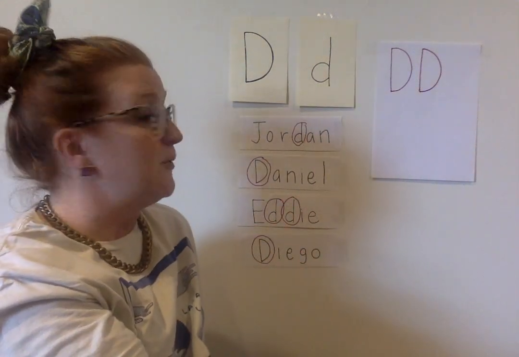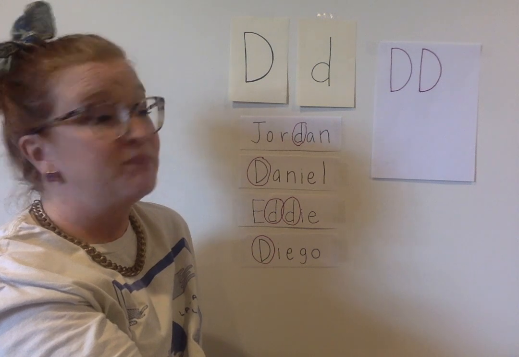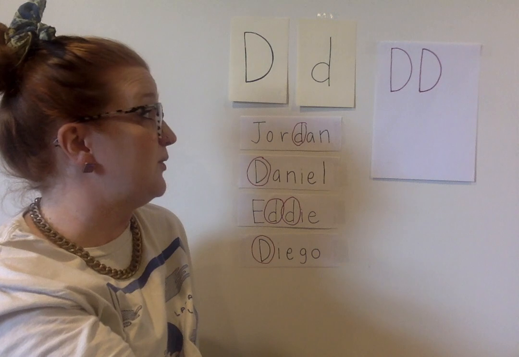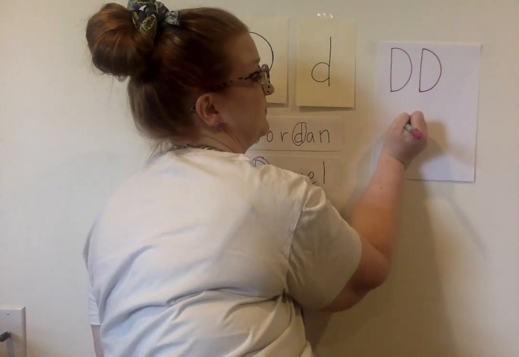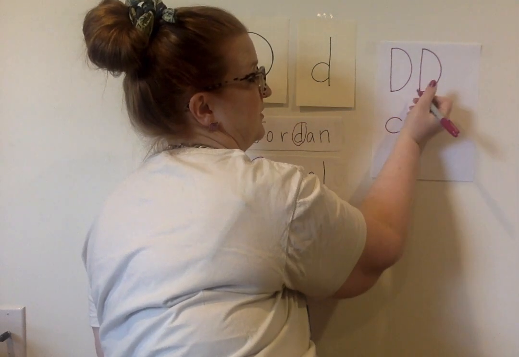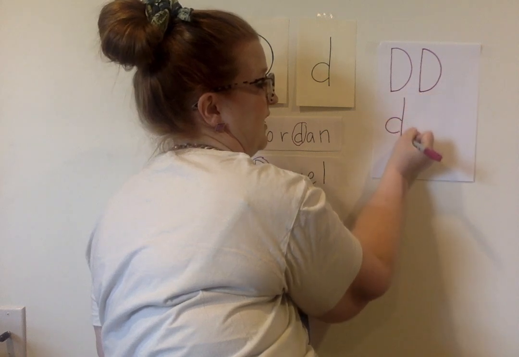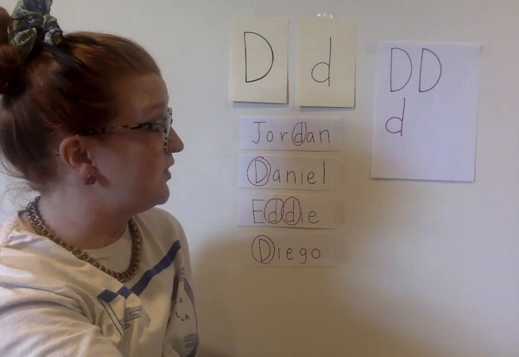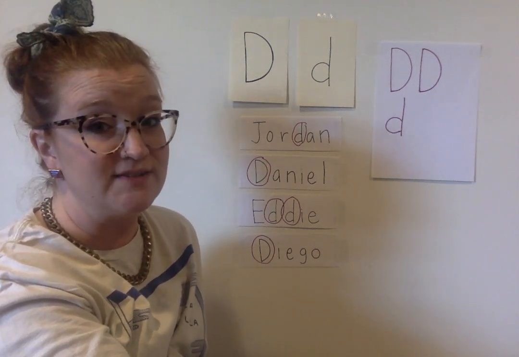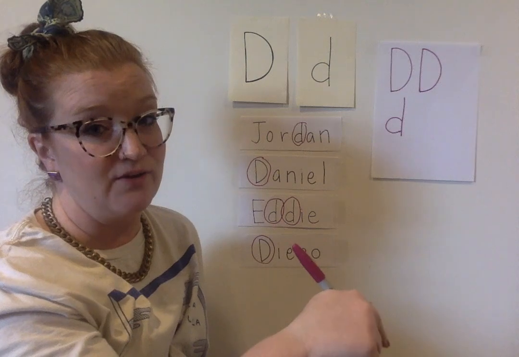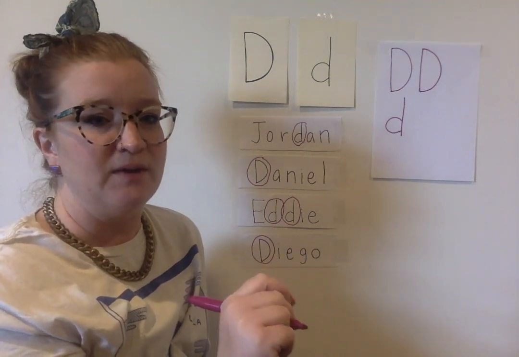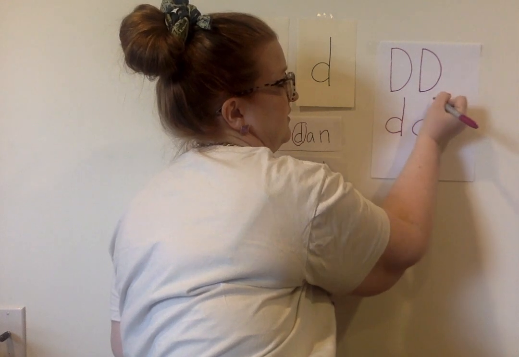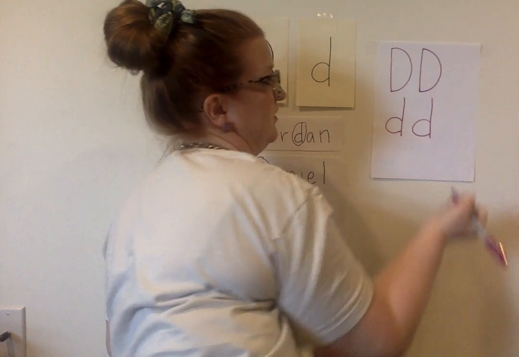Okay, now that we've made uppercase D, it's time to make lowercase d. So, for lowercase d, this one is a little tricky. We have to remember that we have to make the curvy line first, the bump. So, let's make the curvy line. And then we're going to start at the top and make a line going down. There we go. We have letter D. So, remember, curvy line first and then the long straight line going down.